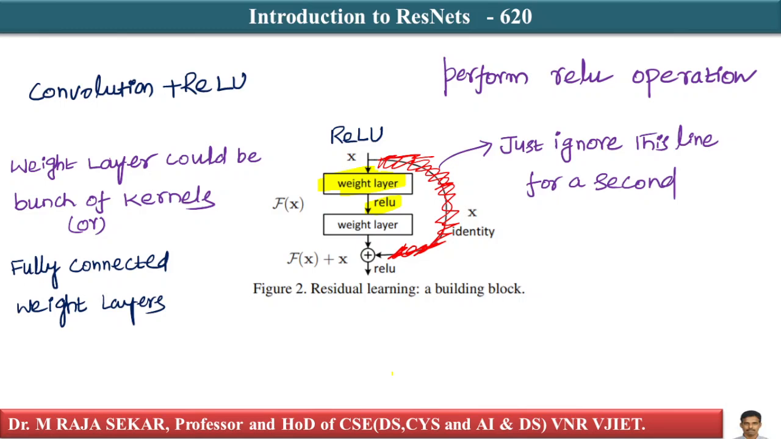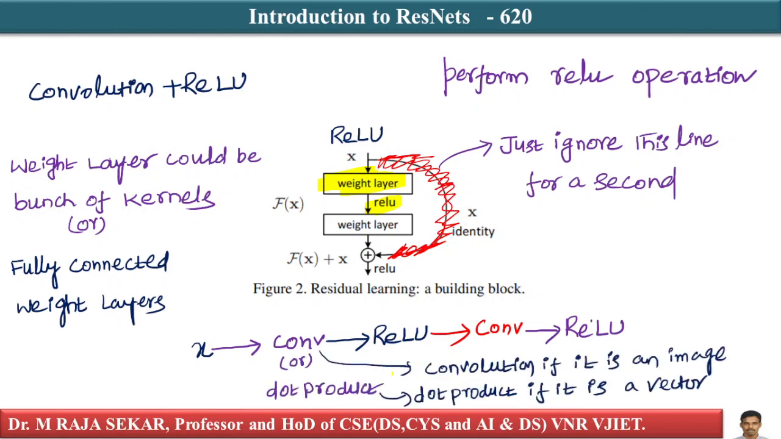Just ignore this line for a second. So what do we have? We have x here, and a bunch of weights. We perform convolution-like operations, and then we use ReLU. You perform convolution if it is an image, or a dot product if it is a vector. This x is coming out of a ReLU.